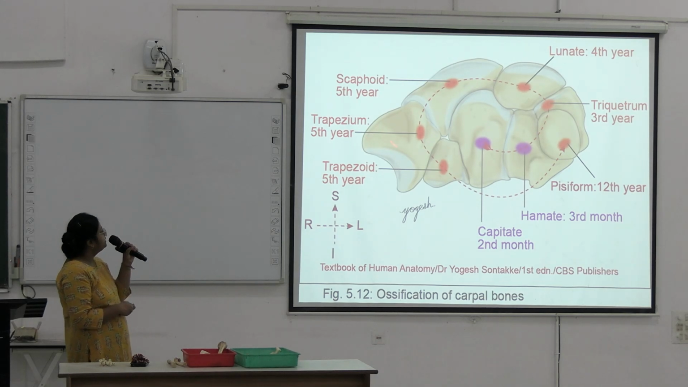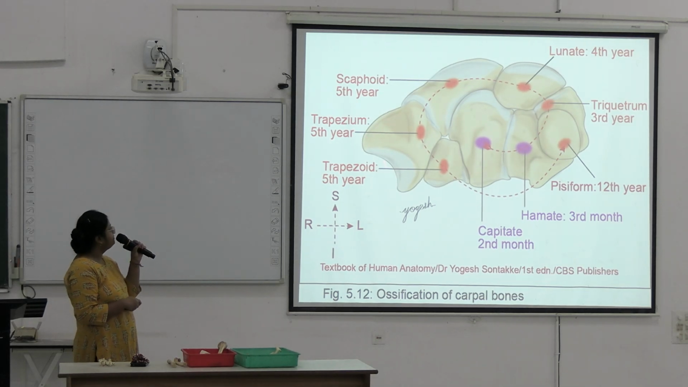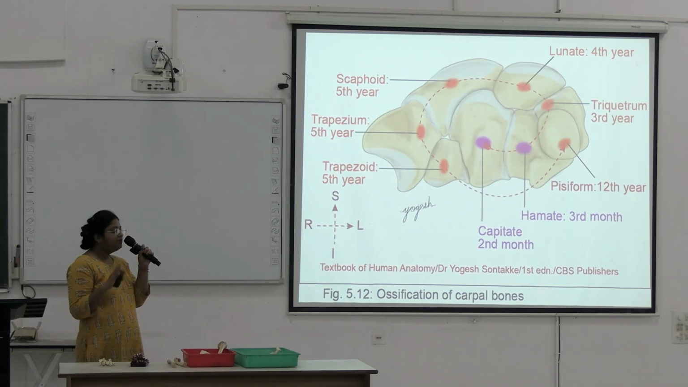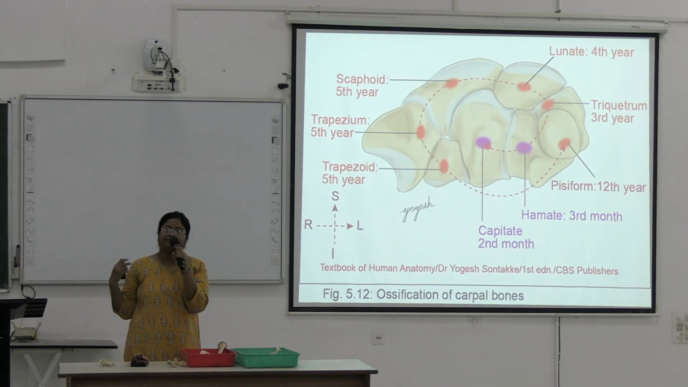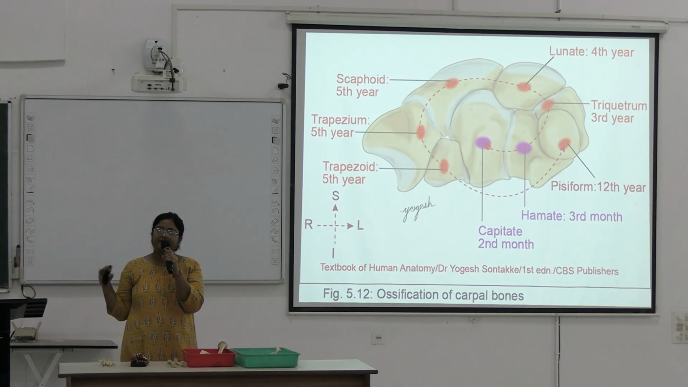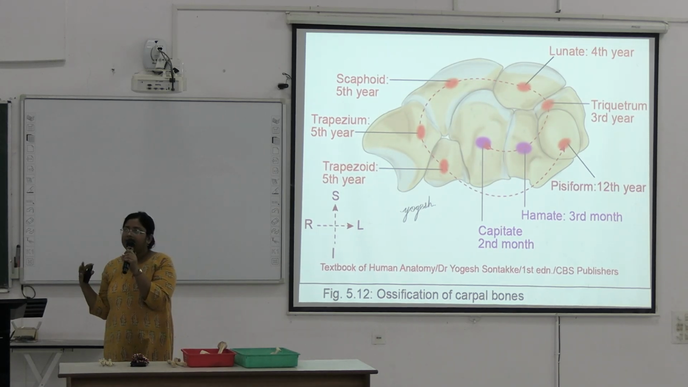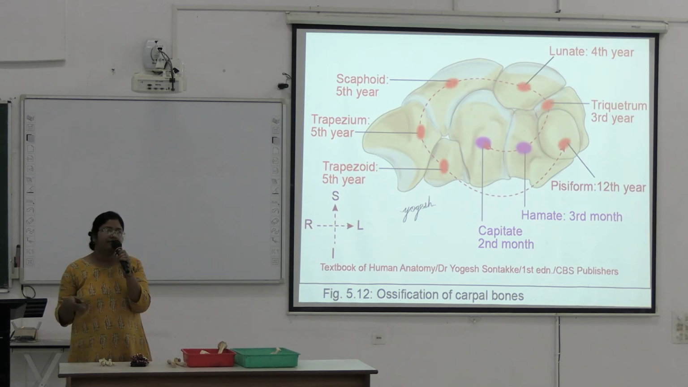Okay, so trapezium and trapezoid at the 6th and 7th year, and pisiform appears in the 12th year. So that's how you determine the age of the child, by counting the number of carpal bones in the X-ray plate, okay.